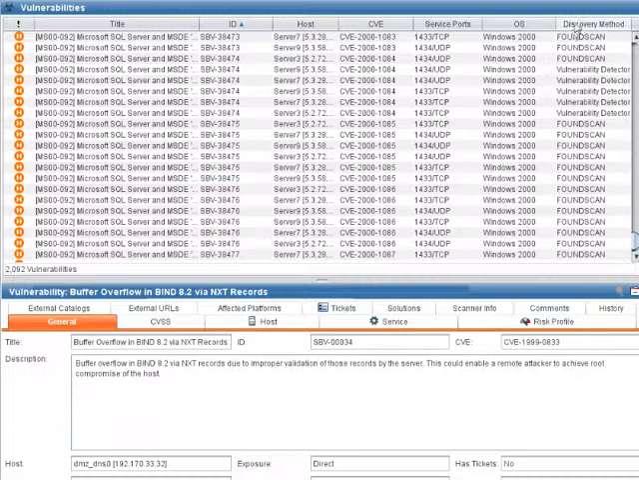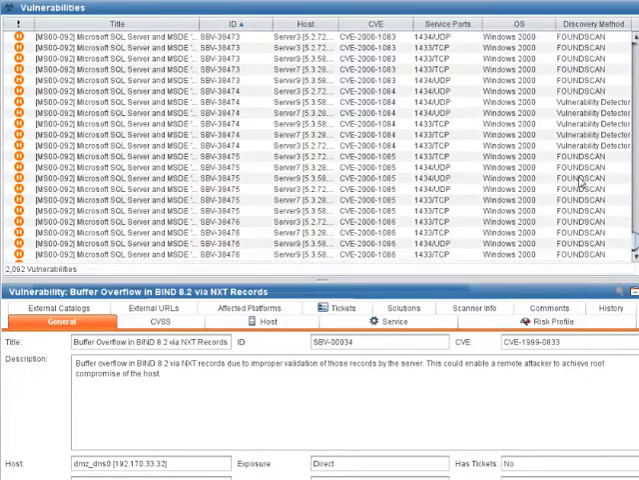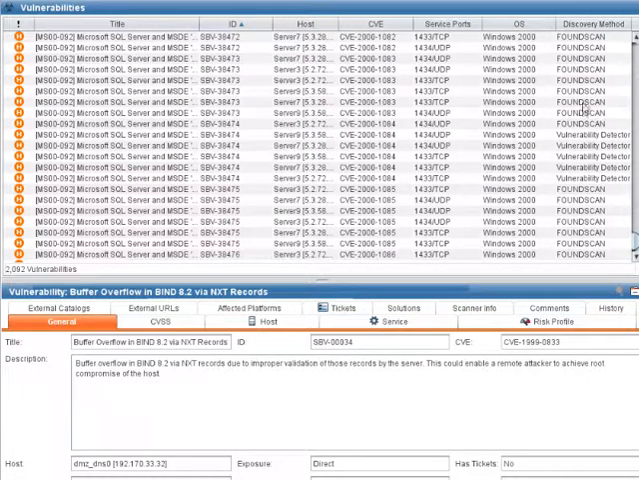On the right-hand side here, I can see the discovery method. I see that I've found most of them using the Foundstone scanner, as well as some that were discovered using our own vulnerability detector product.